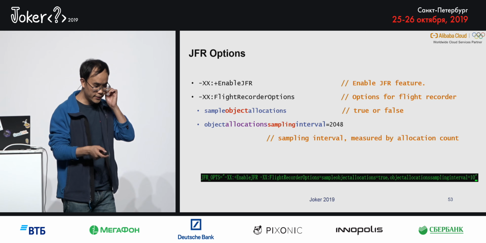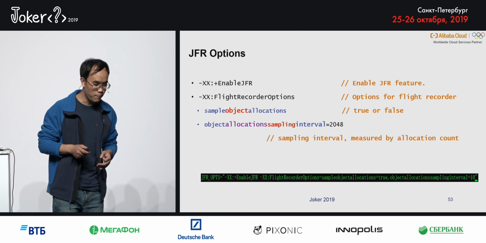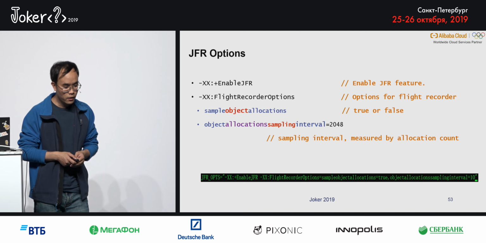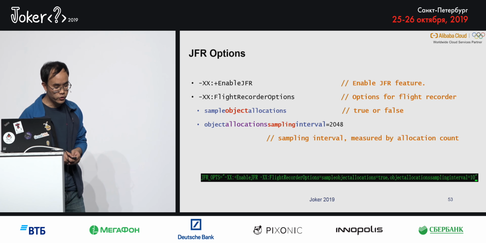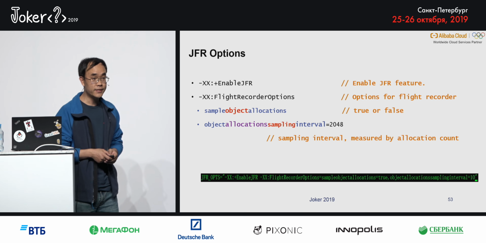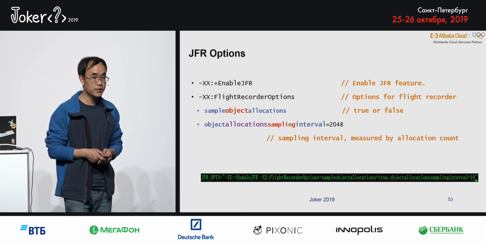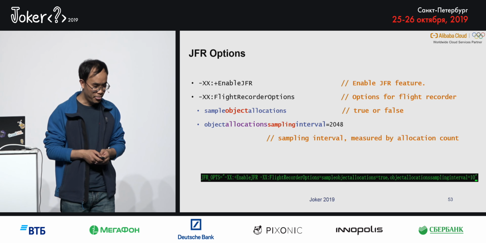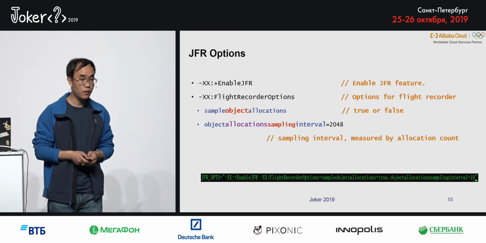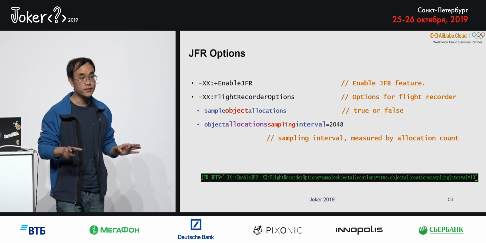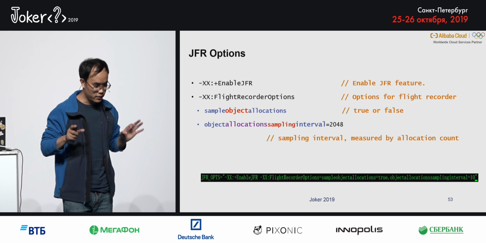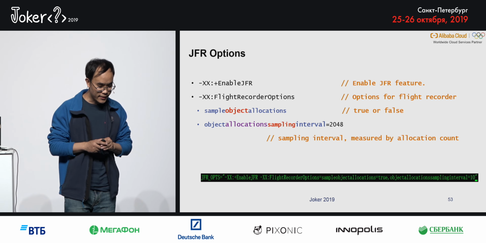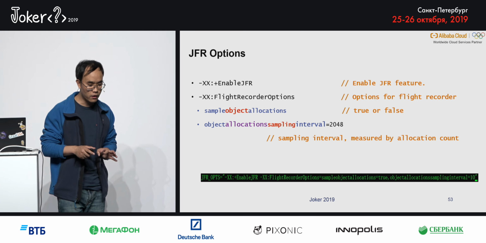So these are the JVM parameters we used. The first is to enable GFR. By using it, we can enable GFR features for Alibaba JDK. The second thing is we provide two options for our implementation. The first is sample object allocation. The value is true or false. If it is true, it means you want to sample object allocation. And the second thing is you can configure the interval.